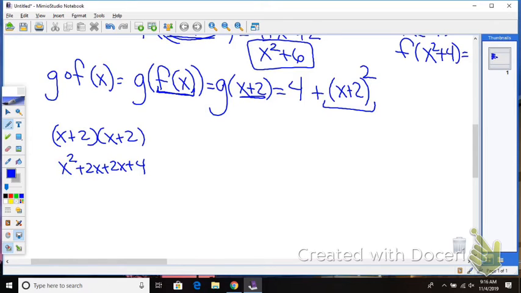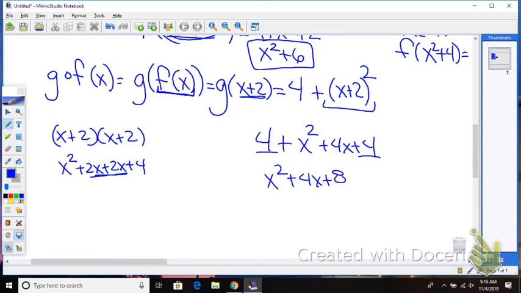I'm just multiplying these two things together, just doing the work over here. So I've got 4 plus x squared plus 4x plus 4. I just combine together these two, and the only thing I can combine for like terms here are the 4s. So I have x squared plus 4x plus 8. And that's your composition of functions.